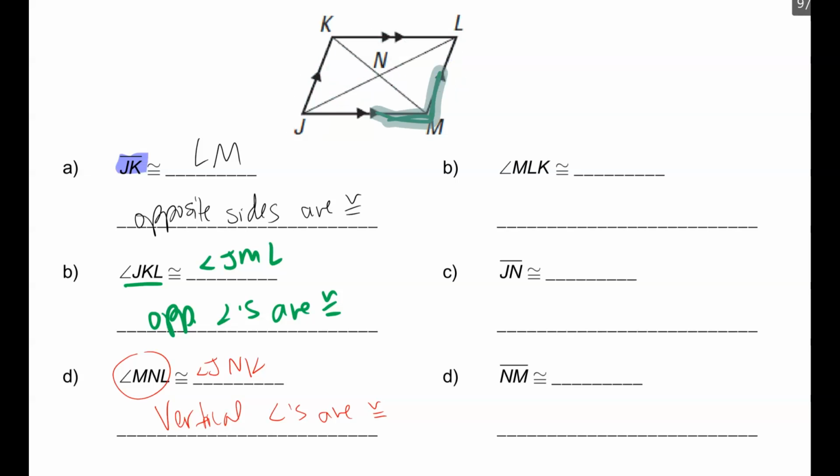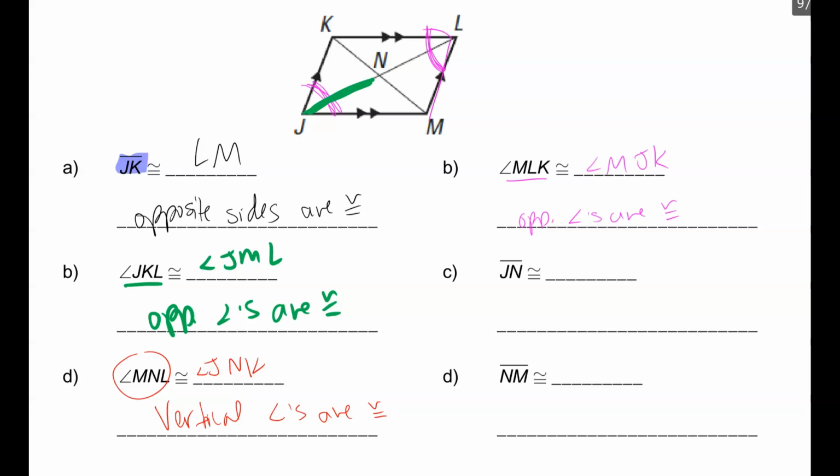So try to find the ones that are congruent before I say them. Okay, MLK. MLK, so that's this angle, which means this one, the opposite angle, will be congruent. So I can name this one angle MJK. And the reason for that is because opposite angles are congruent. Amazing.